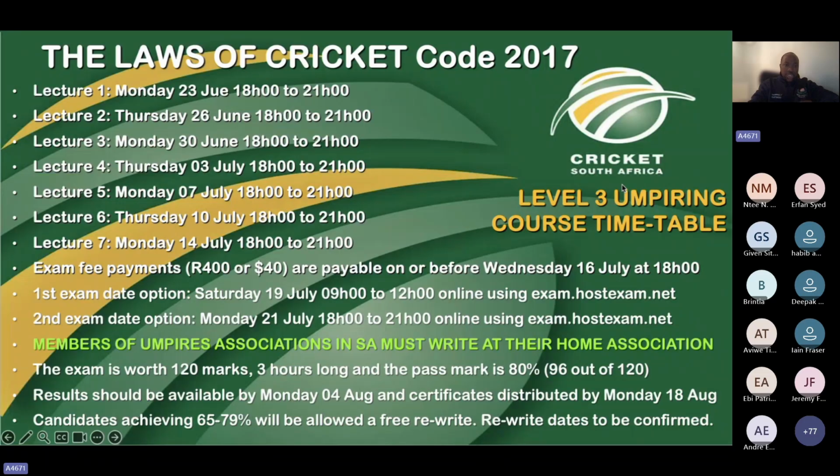There are 2 exam date options: Saturday, the 19th of July, and it's a 3-hour paper from 9 a.m. until midday, or Monday, the 21st of July, 6 to 9 p.m. Very importantly, if you're a member of Western Province Cricket Umpires Association, you are not allowed to write online. You will have to write with us at Newlands Cricket Ground. So you choose either of those 2 days.